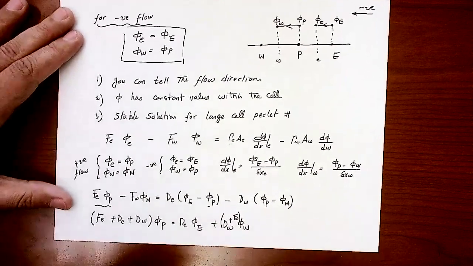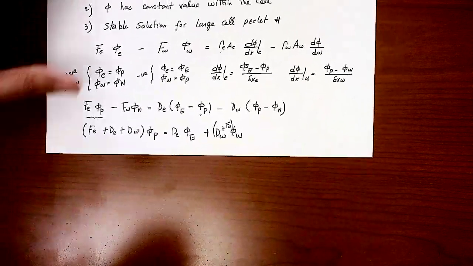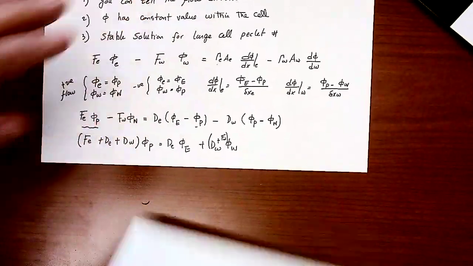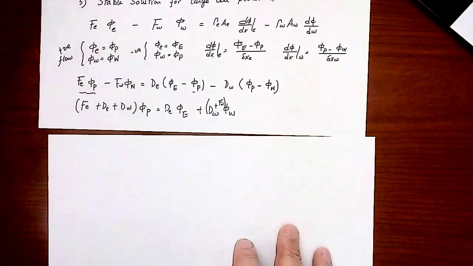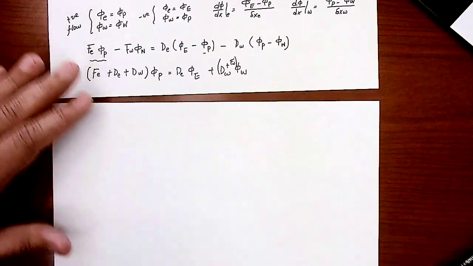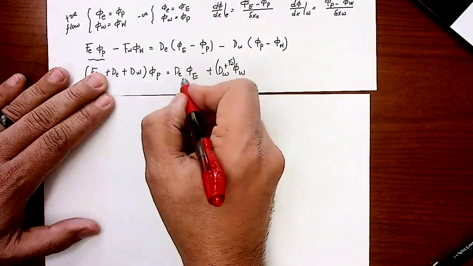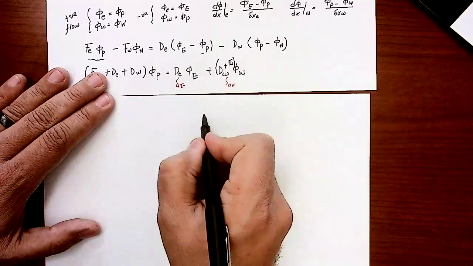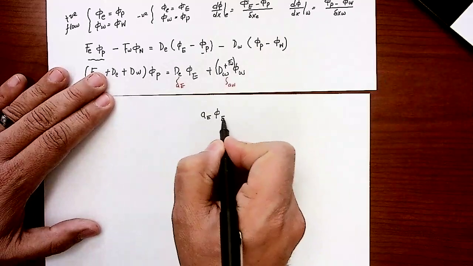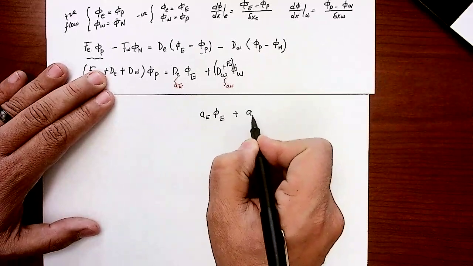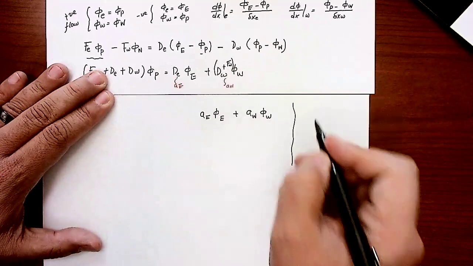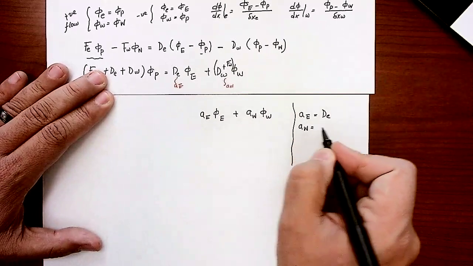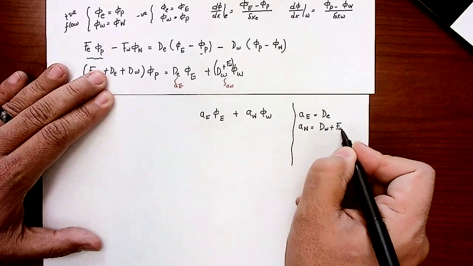Okay, so let's get a new piece of paper here so I can write down the following. Get the red pen. So I can call this A east, the coefficient, and I'm going to call that A west. So I can write down here A east phi east plus A west phi west. And on a side note, I know that my A east will be D east, and I will have my A west equal to D west plus F west, right?